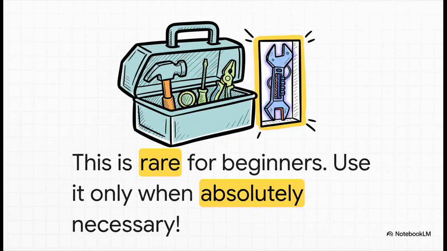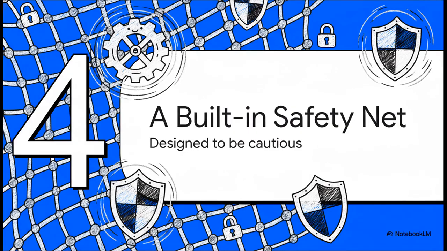But here is the most crucial takeaway on this topic. You will rarely need this, especially when you're starting out. Always, always try to let Terraform figure it out automatically first. Think of depends_on as your emergency tool, not your everyday hammer. Okay, so this all sounds great, but it might bring up a little bit of anxiety, right? What if the automation gets it wrong? What if Terraform gets confused? Well, the good news is Terraform is designed with a very powerful safety net.